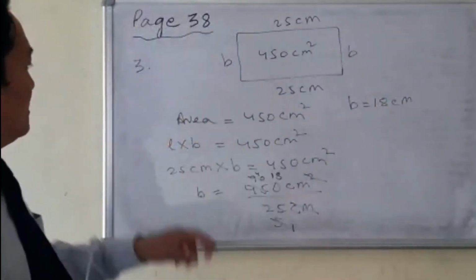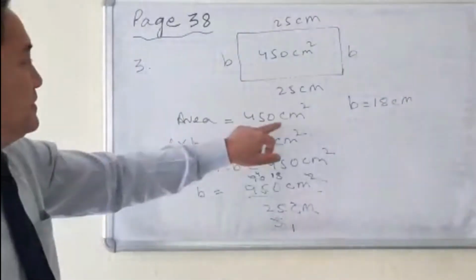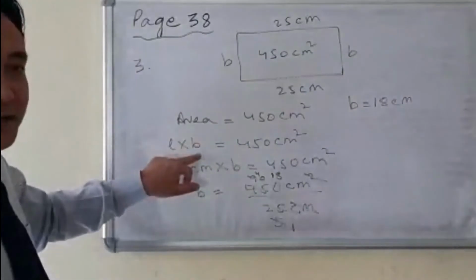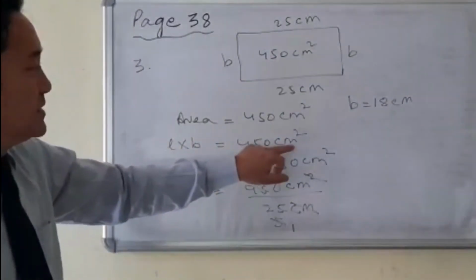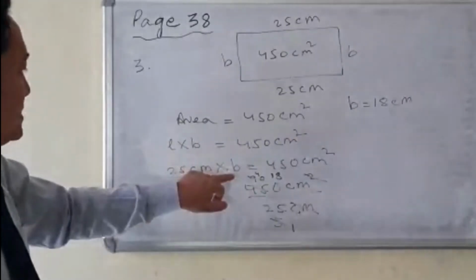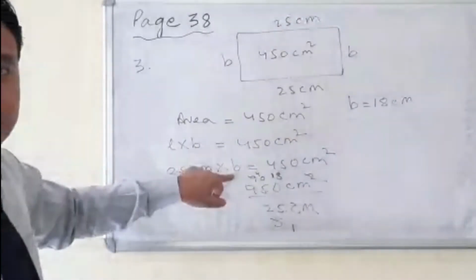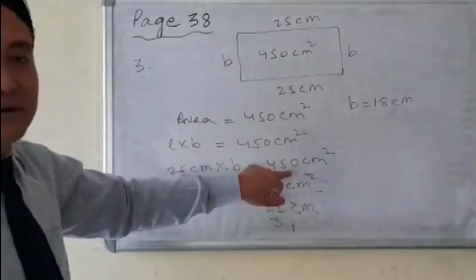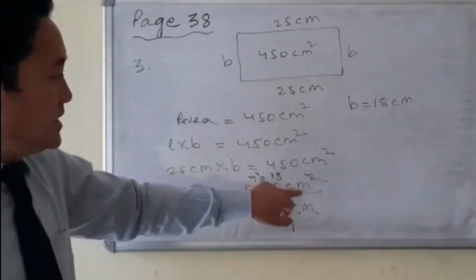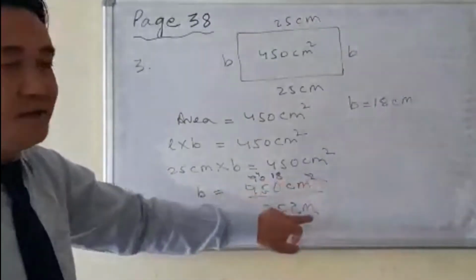centimeter. Okay. Now area equals 450 centimeter square. So we know that area equals length into breadth. Length into breadth equals 450 centimeter square. Length is given 25 centimeter. Breadth is not given. You have to find breadth. Area is given 450 centimeter square. Then breadth equals 450 centimeter square divided by 25 centimeter.